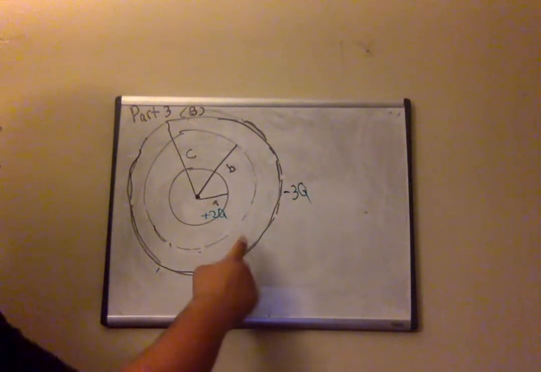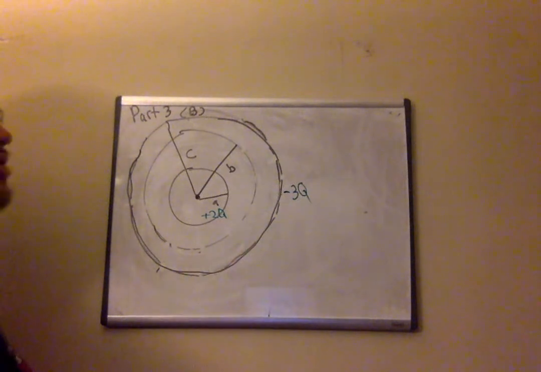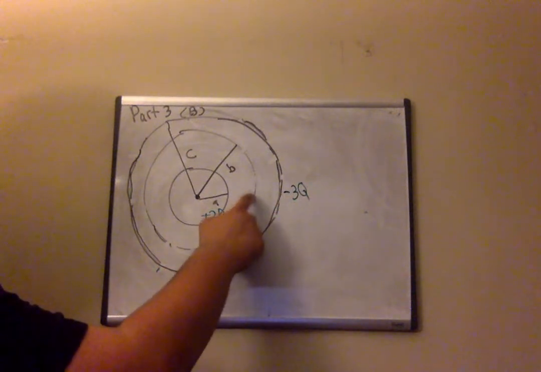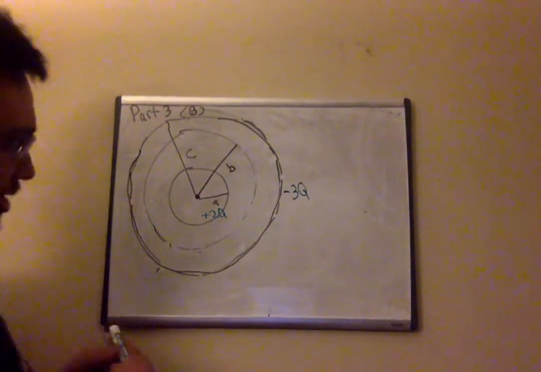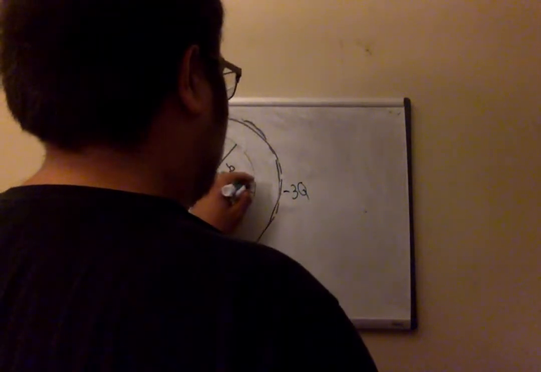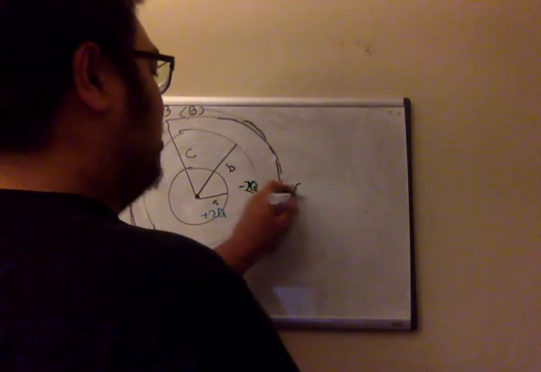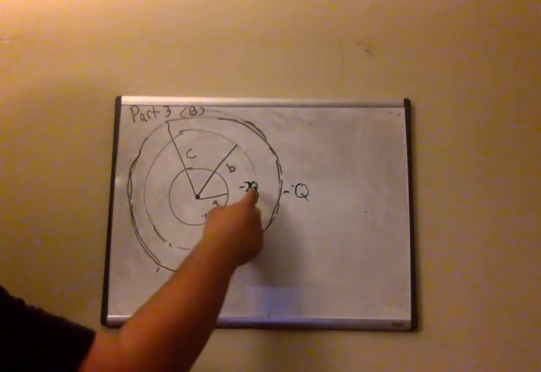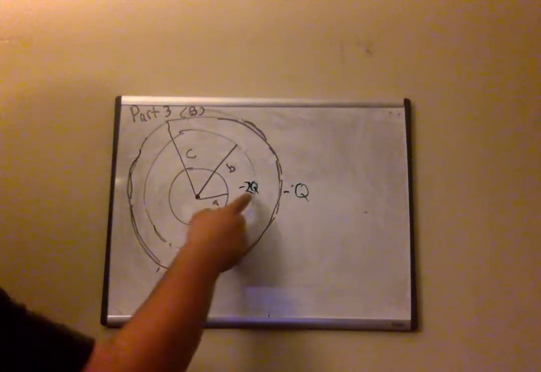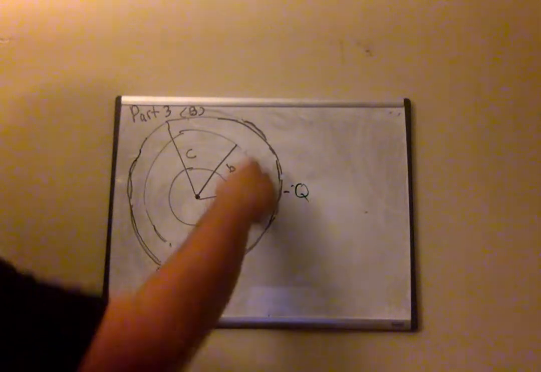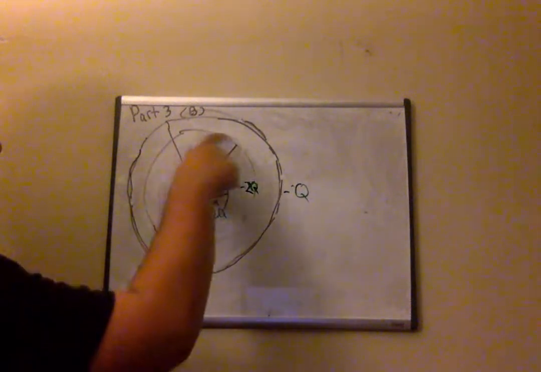But remember, this is a conductor, and so the charge exists on the outside of the material. And so this negative 3q is going to split. It's going to have a negative 2q on the inner surface, and then it's going to have a negative q on the outer surface. And that's because the positive 2q here is going to attract the negative 2q, basically the same amount of charge on the inner ring of that.